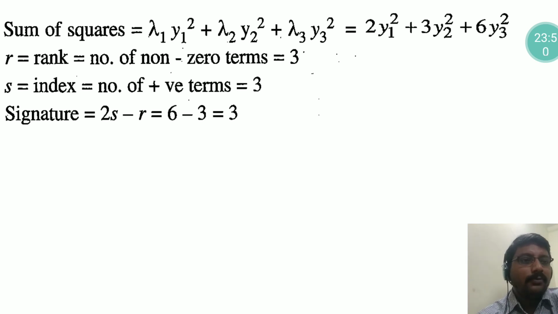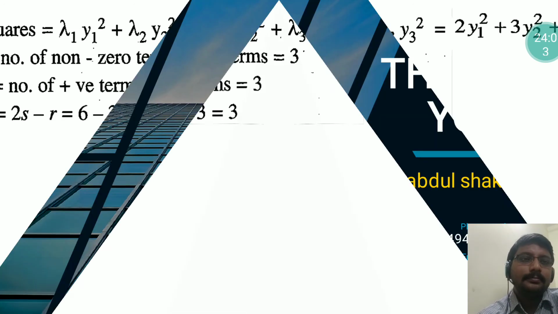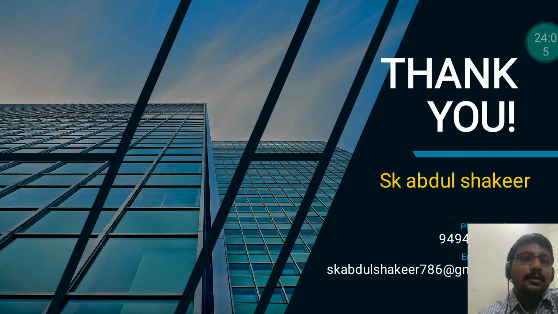Using the canonical form, we can also define the rank, index, signature also. Rank is the number of non-zero terms. S is index, number of positive terms, and signature is 2s minus r. Thank you.